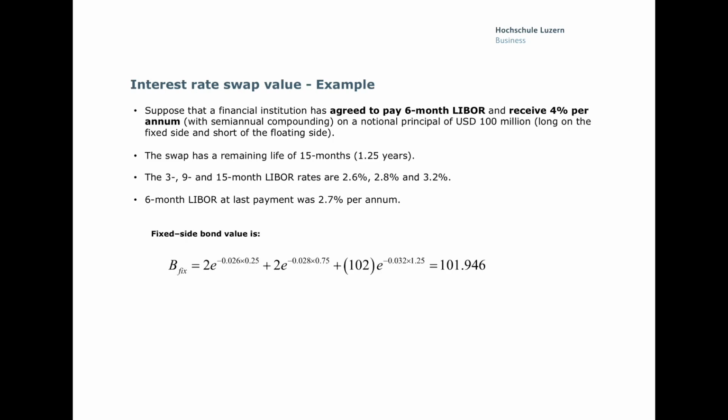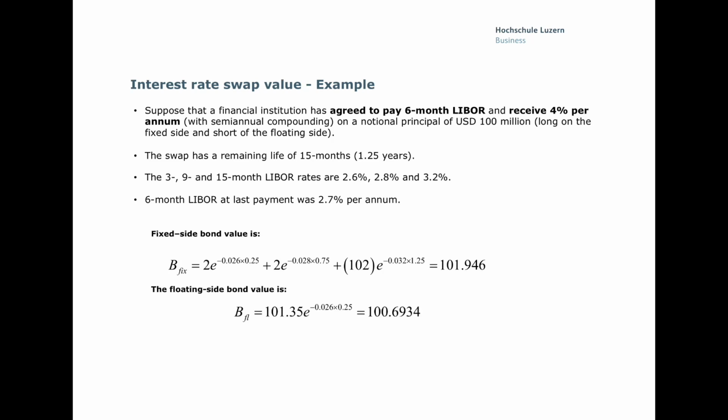The fixed rate bond has cash flows of $2 million on the first payment date, $2 million on the second payment date, and $102 million on the third payment date. Discounting these cash flows with the corresponding discount factors yields a value of the fixed rate bond of $101.946 million.